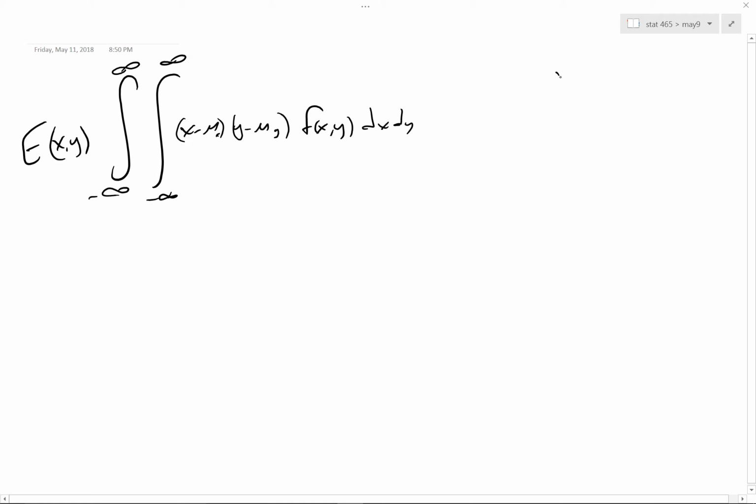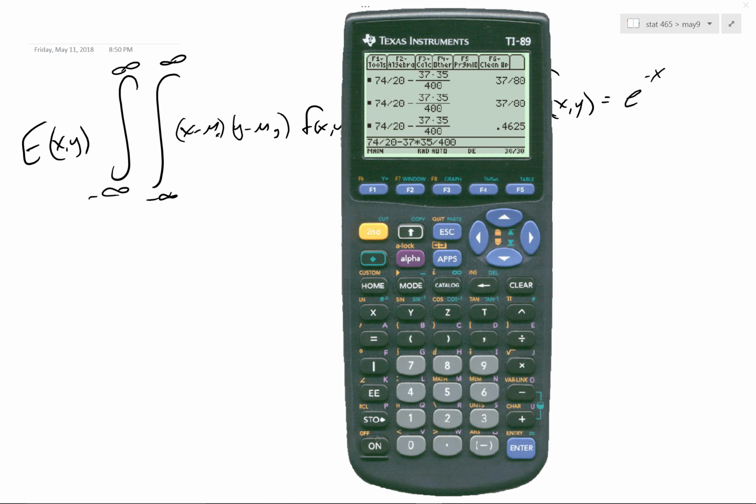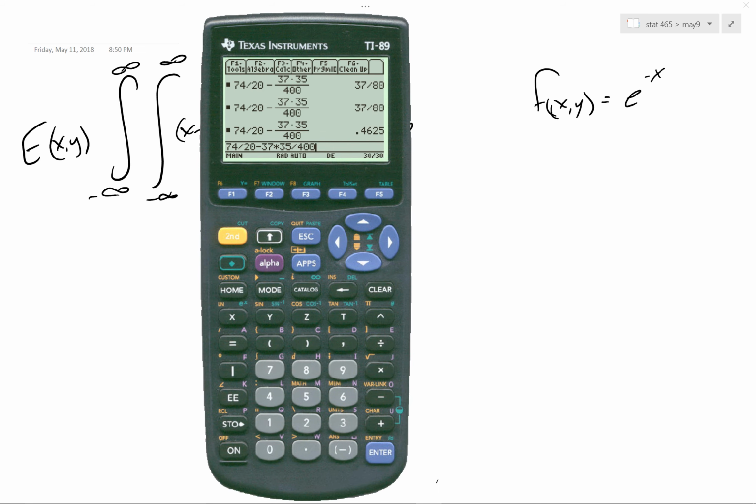Okay, so let's suppose that f of x and y is equal to, I don't know, e to the negative x. I'm going to make one up here because I just didn't think to make that up ahead of time. I don't know what this is going to be, so what I'm probably going to do is just do a double integral of some function that I like and then solve for whatever my constant would have to be to pull off the function I want to use, okay?